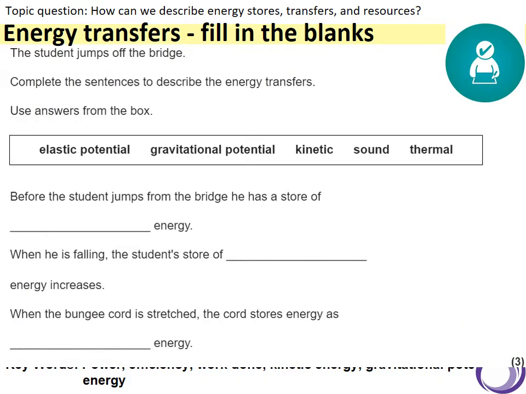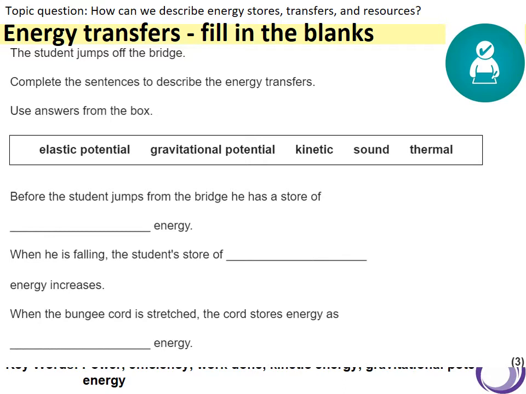So the student jumps off the bridge. You need to complete the sentences to describe the energy transfers, and you've got options to pick from the box. So before the student jumps from the bridge, he has a store of what type of energy. When he is falling, the student's store of what type of energy would increase as they are falling. And then when the bungee cord is stretched, the cord stores energy as what type of energy.